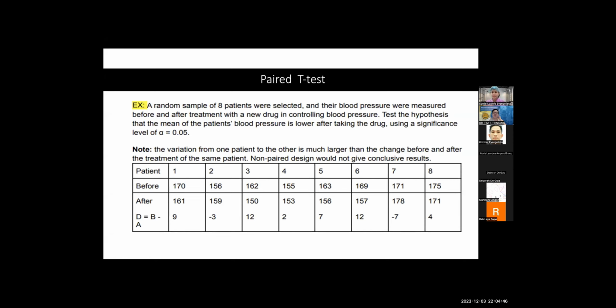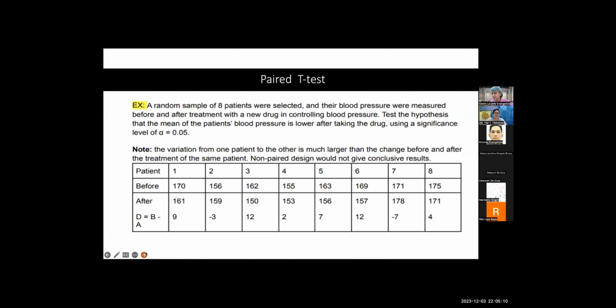Napuputol din ba sa inyo? Hello, Doc. Nawawala yata, Doc, yung napuputol. Sorry, Doc. Yeah, okay. So, please go ahead. I am heard na po now, Doc. Okay na. Mas clear na po siya.